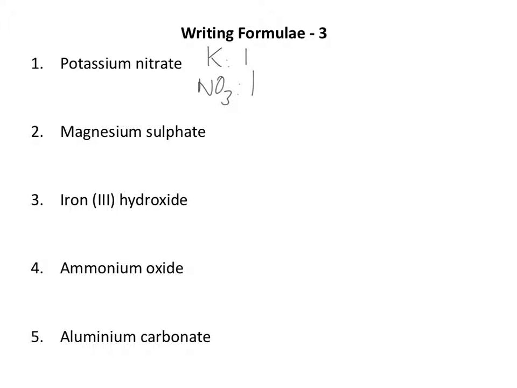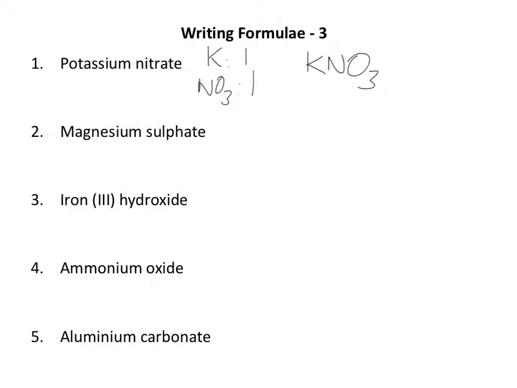Now, this one's quite nice and easy. Can you remember what we did when the valencies were the same? That's right, we just had one of each. So we have KNO3. Notice I've kept my NO3 there. So I've got 1 NO3, 1 nitrate, and 1 potassium.